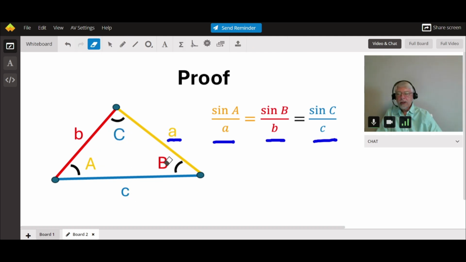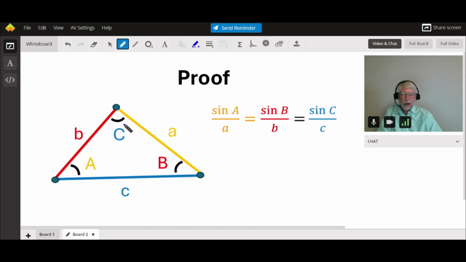But how will we prove it? Well, always if you're working with a drawing as part of your proof, see if you can create a right triangle, because then you can use your trig identities. So I'm going to draw my height, and the height will always create a right angle to the base. And it's on both sides.